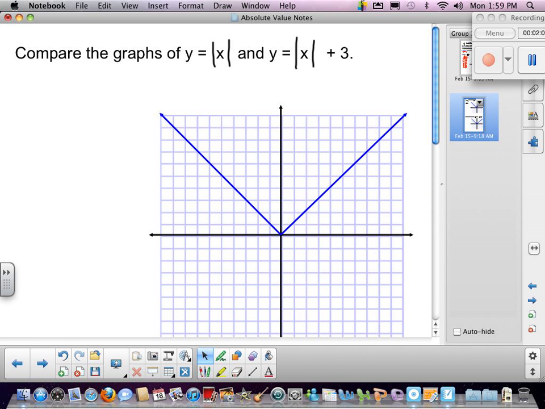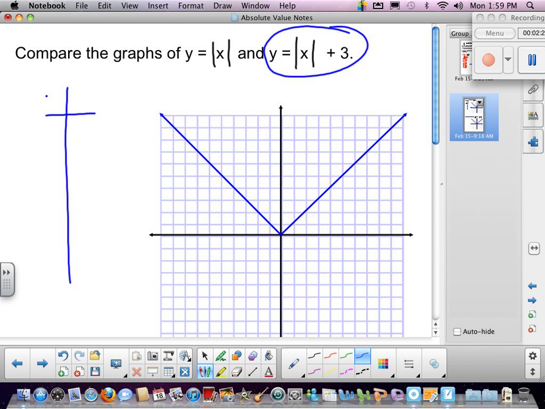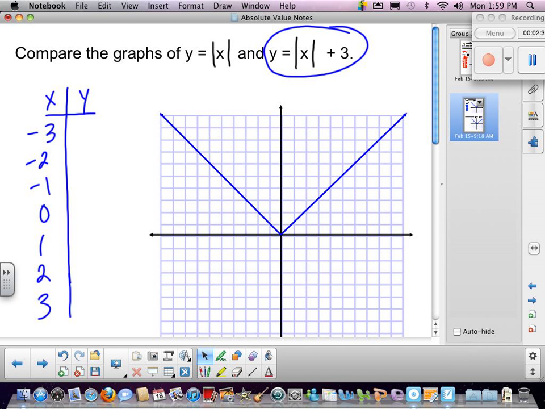All right, now on these examples, we're supposed to be comparing the graphs of y equals the absolute value of x and y equals the absolute value of x plus 3. We already have y equals the absolute value of x graphed. So then what we're going to do is take that equation and graph it. Again, I'm going to pick the same values. We don't need to use all these values, we just need a few of them, but we do need a little bit of a range to make sure that we get a V-shaped graph.